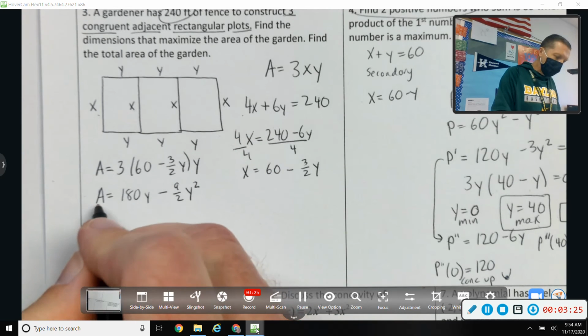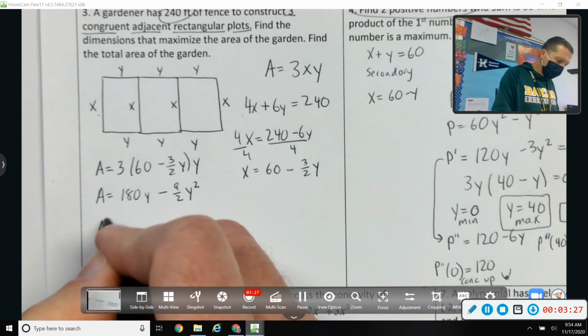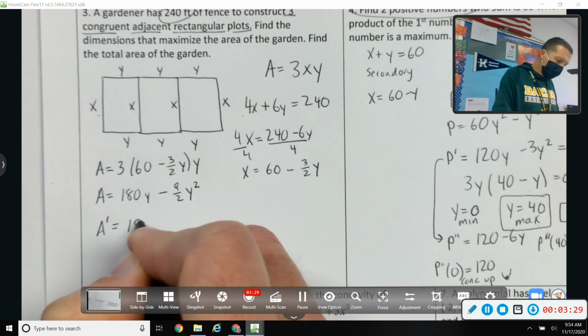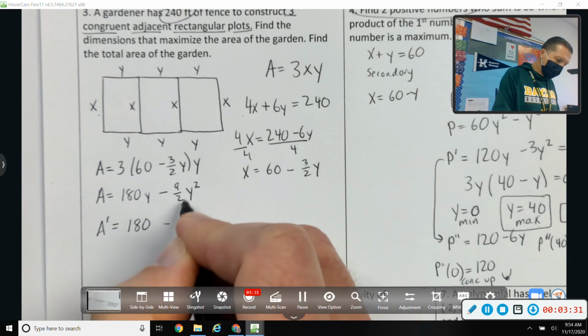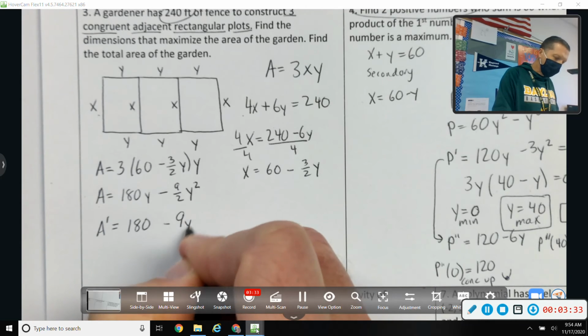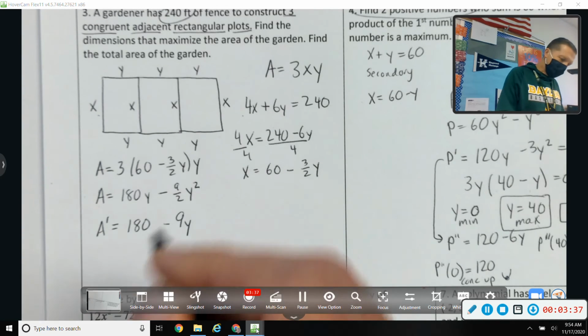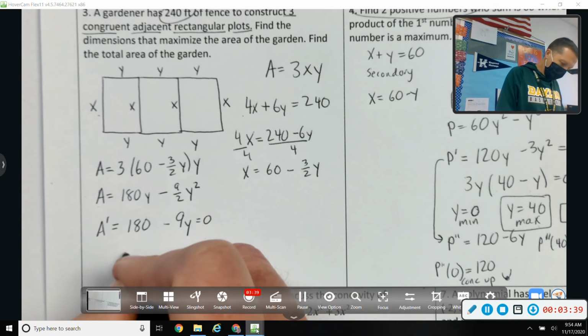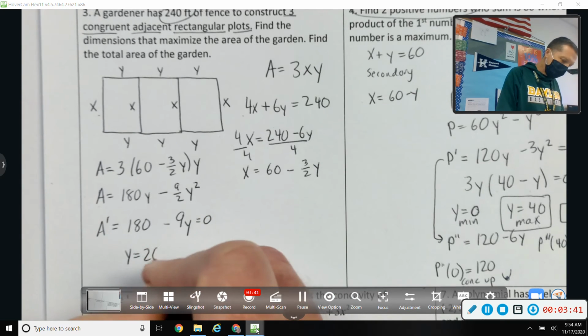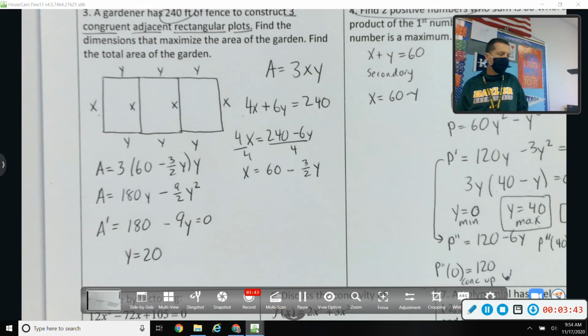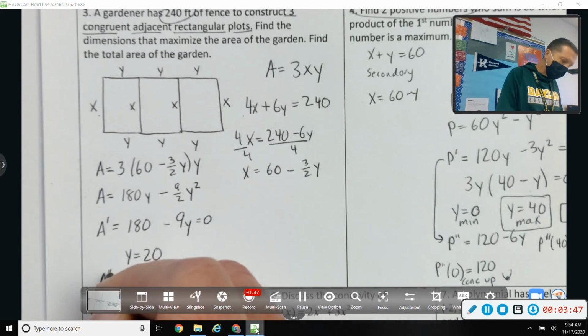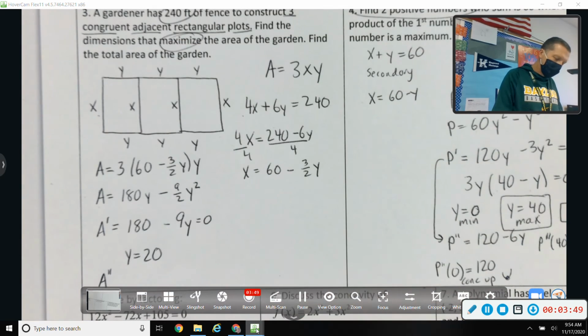All right, so got an area with one variable in it. So A prime is 180 minus, oh, well, that's okay, that worked out, minus 9y. Set that equal to 0. Y equals 20. Verify that that's a max, because we want to maximize this garden.